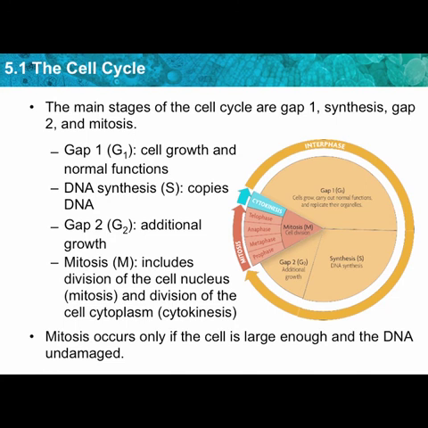And then the M phase, with prophase, metaphase, anaphase, telophase, are the four steps in nuclear division. The M phase is when the nucleus divides, and then finally cytokinesis is when the cytoplasm divides. Mitosis only occurs if the cell is large enough and the DNA is undamaged.